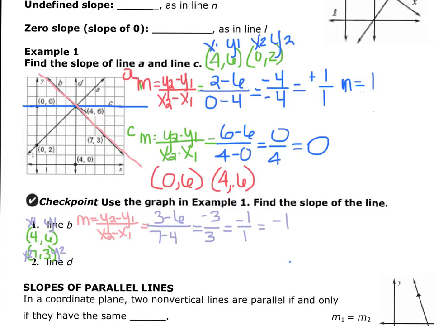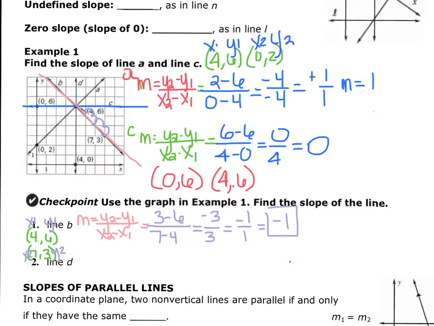We can also double check that, because remember, slope is rise over run. So if we go to our graph, we can go up 1, backwards 1, up 1, backwards 1. So the slope is back 1, up 1. Hopefully you got this for your slope of line B.